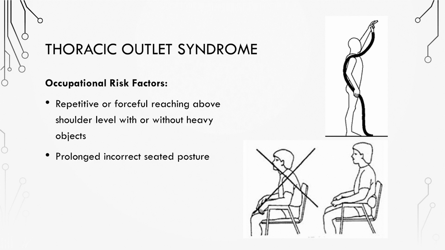The major occupational risk factors that contribute to thoracic outlet syndrome include repetitive, forceful overhead lifting and prolonged poor seating posture, particularly with the shoulders rolled forward while typing on a keyboard. That's probably what most of you are familiar with. These actions exacerbate the compression in this area between the first rib and the clavicle and can lead to significant pressure on the structures passing through it.